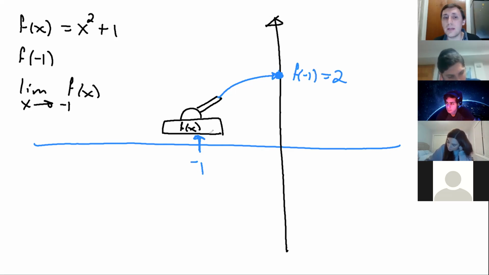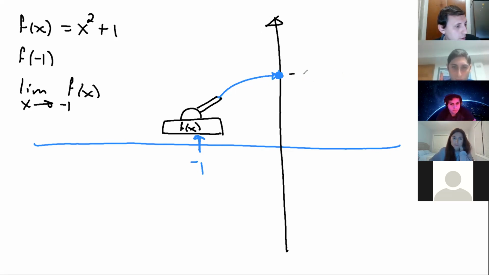You understand? So when I evaluate, I plug in one particle, one water molecule into the gun, and that's what gets launched. I'll just write 2 here. 2 is the place where the particle lands.